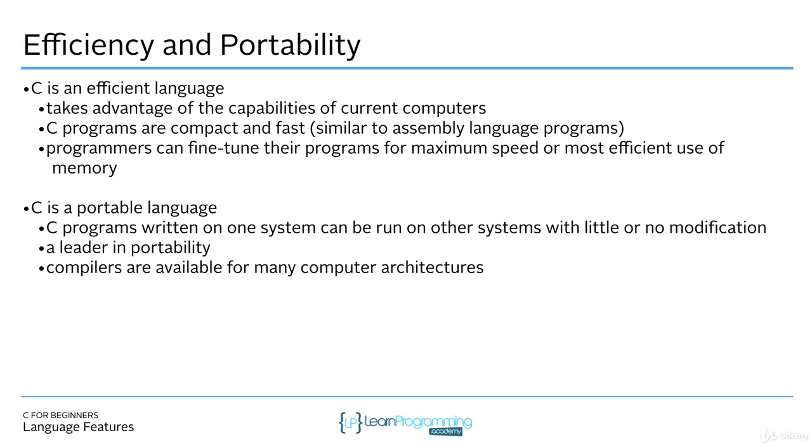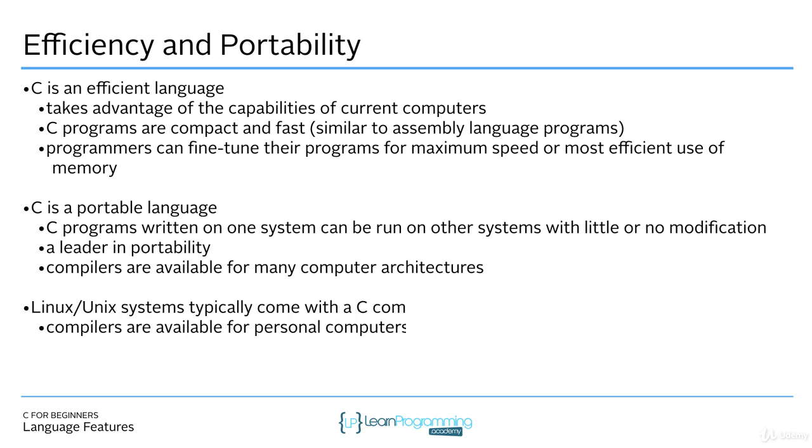You don't have those types of issues with C. You write C and it will work on all sorts of different hardware, all sorts of different operating systems. In fact, C is the leader in portability, and the compilers are easily available. You can get a compiler on Windows, Linux, no problem. Linux and Unix systems typically come with a C compiler, so you don't even have to download it. Same with the Macintosh. So you can start writing C programs immediately, with no external downloads. They're also available, obviously, for Windows, but typically for Windows, you will have to download a compiler.